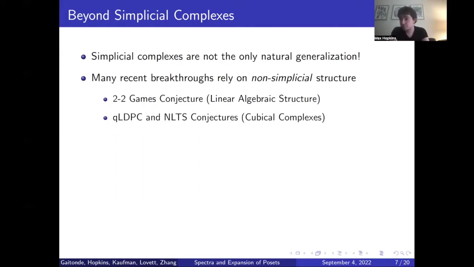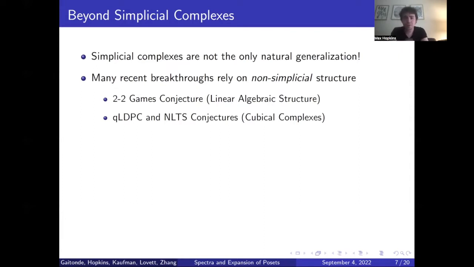The first is the proof of the 2-to-2 games conjecture, which relies on a walk on what's called the Grassmann poset. It's basically the q-analog of the simplicial complexes that we looked at before, where sets are replaced with vector spaces. It's very important that you have this linear structure in your underlying complex that doesn't show up in the simplicial case.